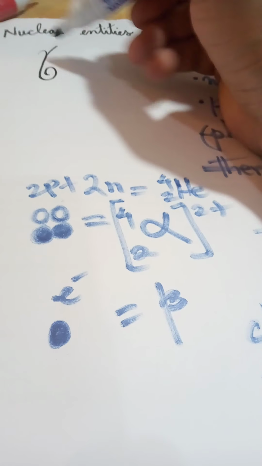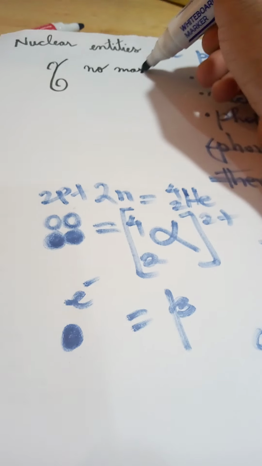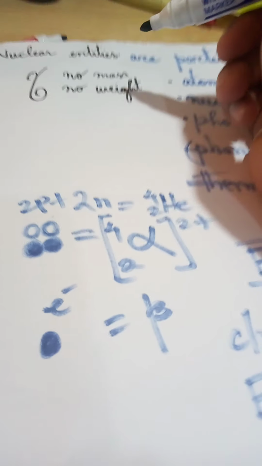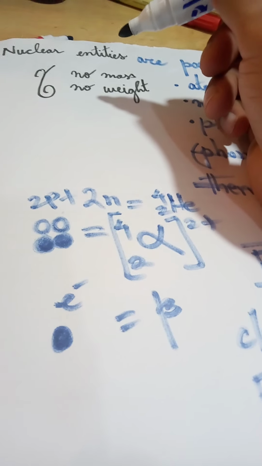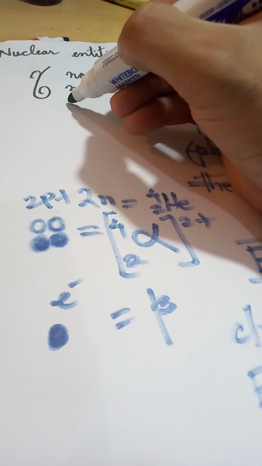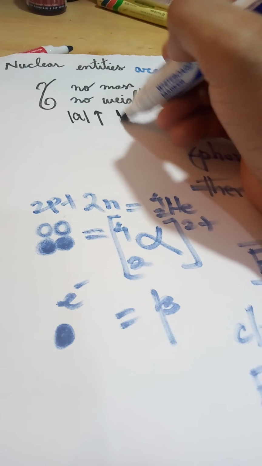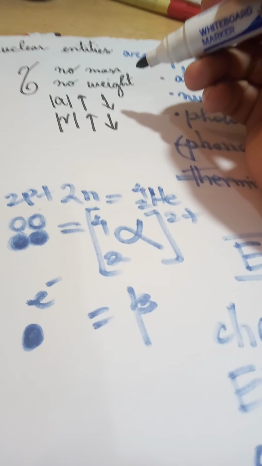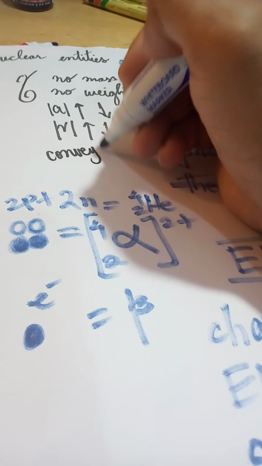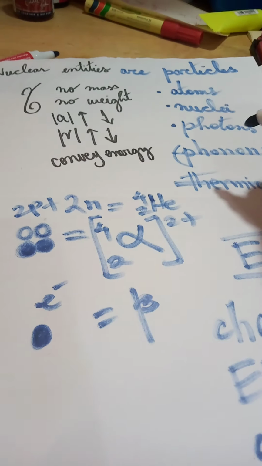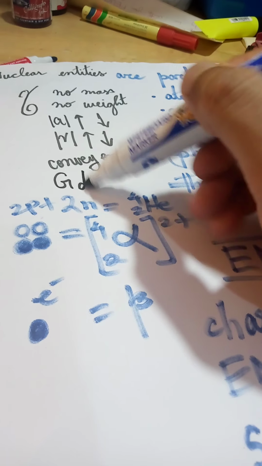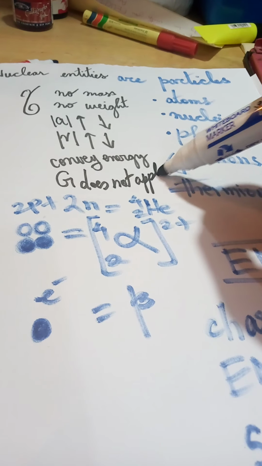Now photons have no mass, no weight, because weight is a product of mass and the gravitational force, and they don't have that. They are accelerating indeed, and they decelerate as well, and they experience velocity, and they experience a decline in velocity as well. They convey energy, but don't have any weight, so the gravitational constant does not apply.